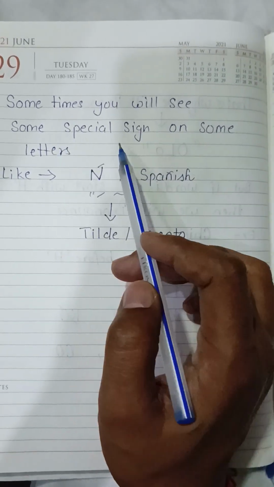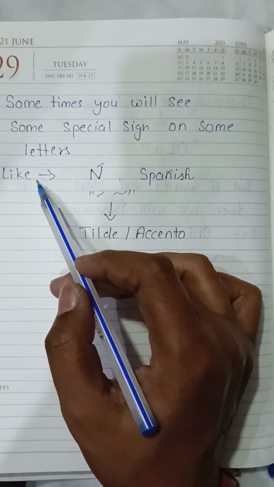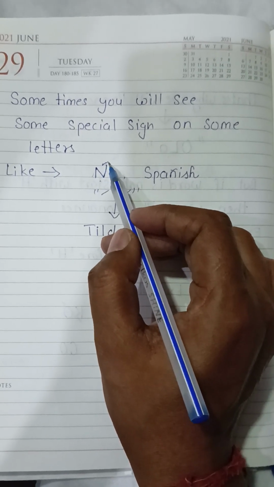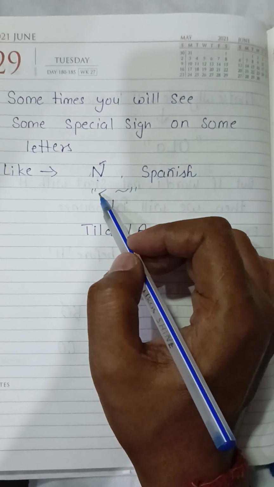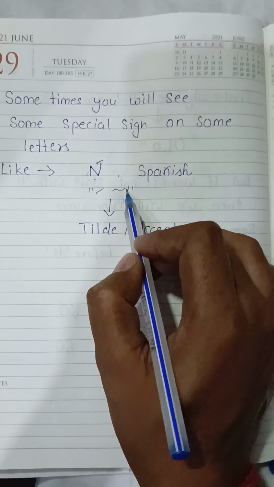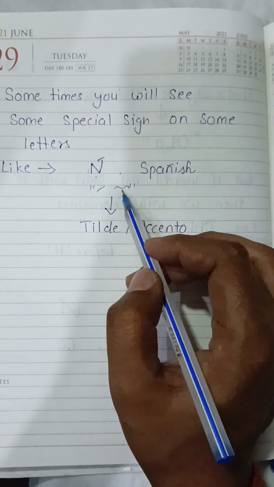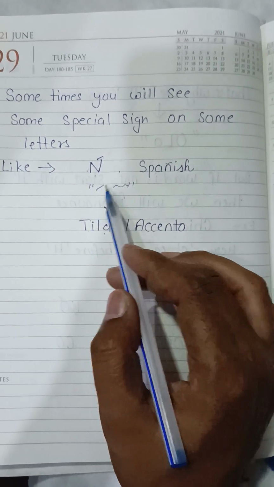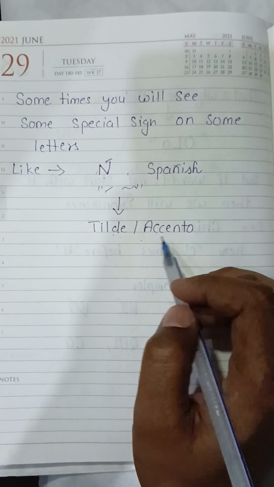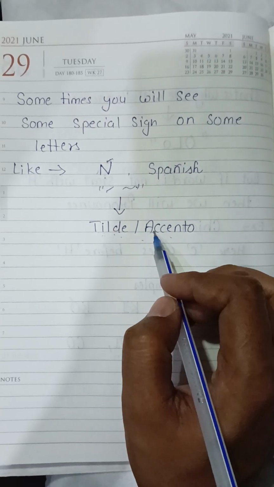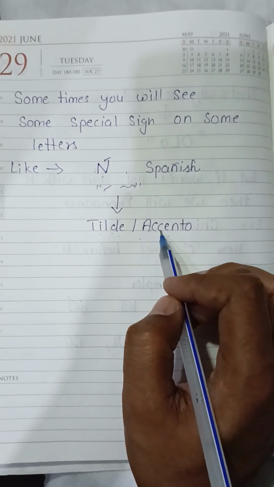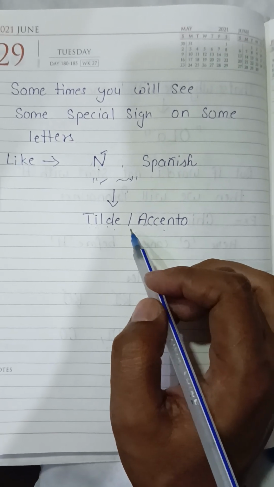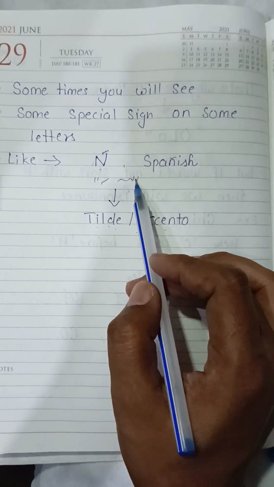Okay friends, and at the end of this video I want to tell you one important thing. Sometimes you will see some special sign on some letters, like this one, N, and this one is Español. This sign is basically called tilde. Both tilde and acento we can say. In my next video I will tell about these signs.